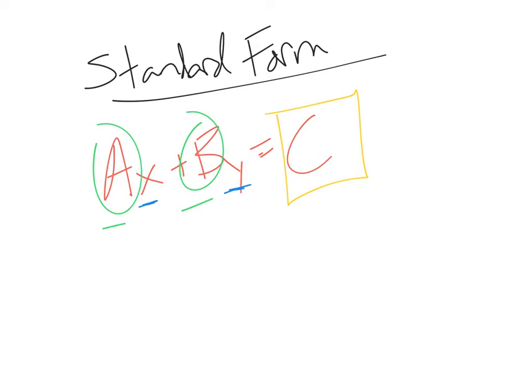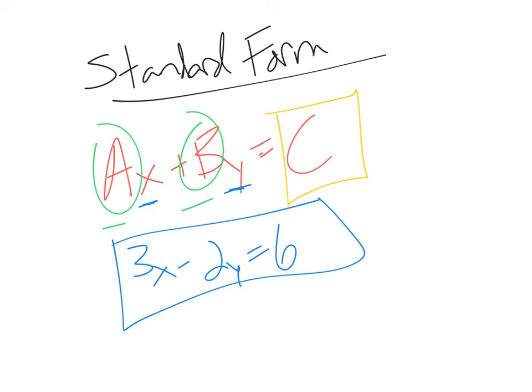All right, so standard form could look something like 3x minus 2y equals 4, or equals 6. That is standard form. That is a linear equation written in standard form. So on second thought, all we'll talk about today in this video are some of the rules of standard form.